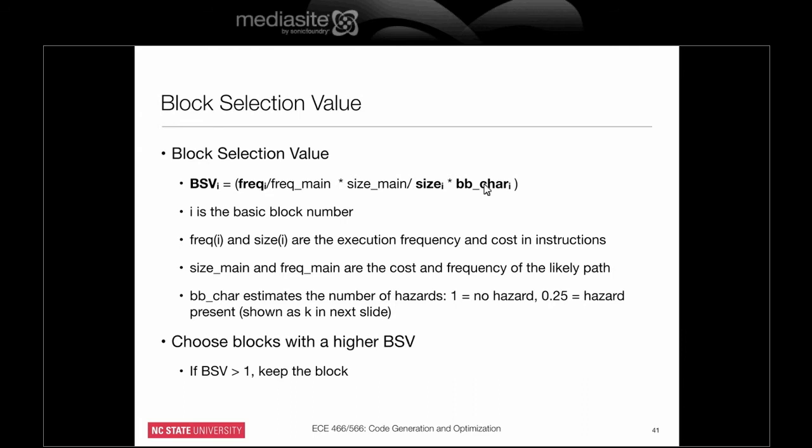Okay, so to recap, we want this number to be big because we want a frequently executed block. We want this number to be big because we want relatively small blocks. And then we'll set BB characteristic high when it's a good choice and low when it's a bad choice. And so when we multiply these three terms, the bigger the better. And then our rule is that if the block selection value is greater than 1, then we're going to keep the block. If it's less than 1, we're not going to keep the block as part of the hyperblock.